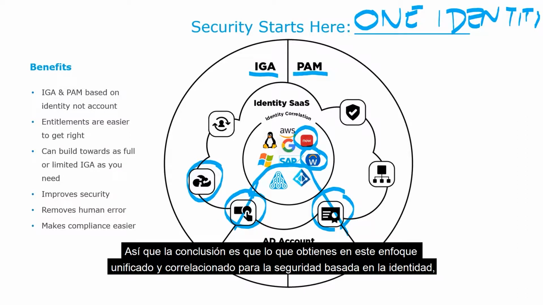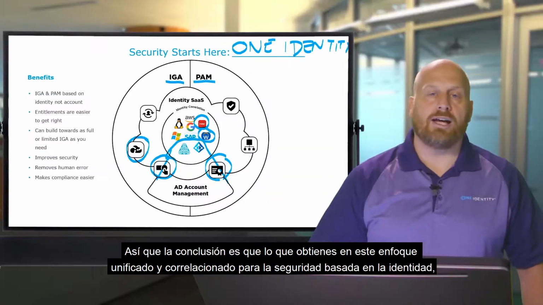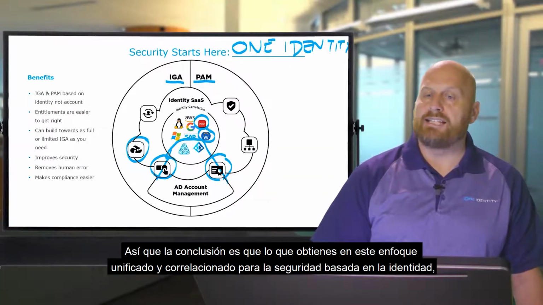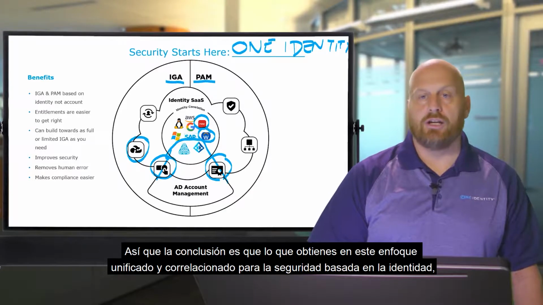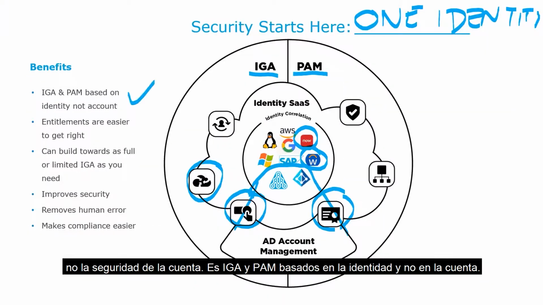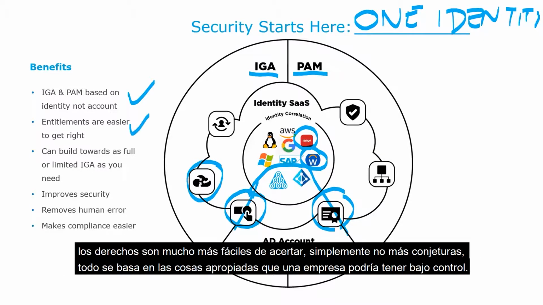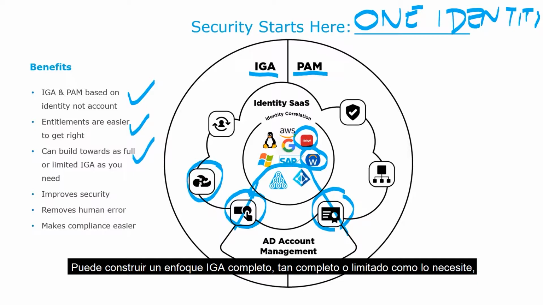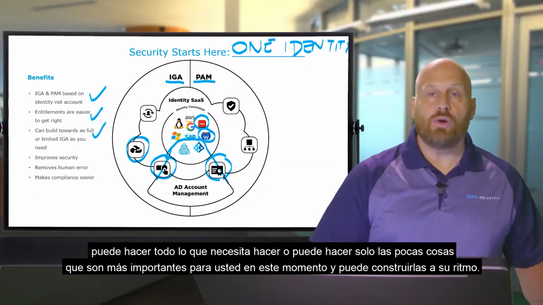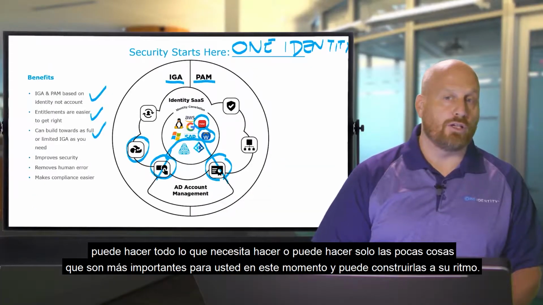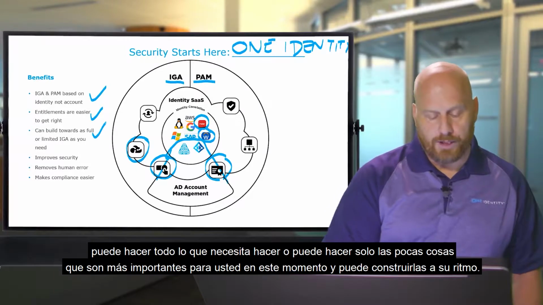So the bottom line is that what you get in this unified, correlated approach to identity-based security, not account-based security, is IGA and PAM are based on the identity and not the account. Entitlements are much easier to get right. There's no more guesswork. It's all based on the appropriate things the business can be in control. You can build towards full or as limited of an IGA approach as you need. You can do everything you need to do, or you can do just the few things that are most important to you right now, and you can build over time.